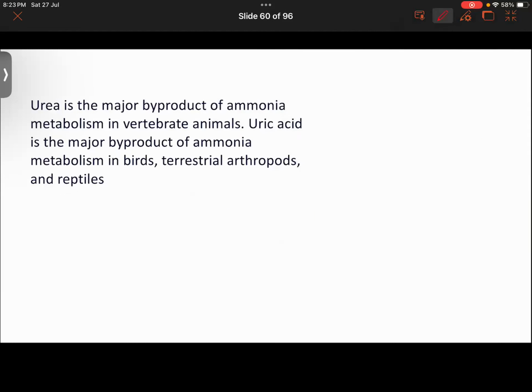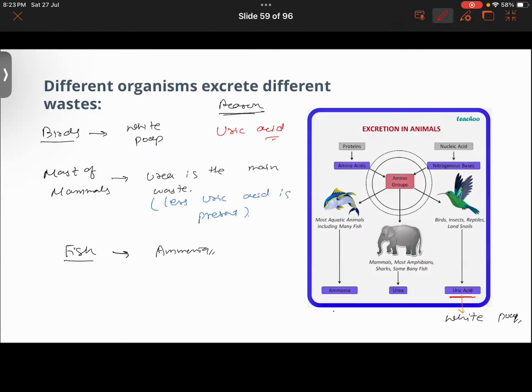So urea is the major byproduct of ammonia metabolism in vertebrate animals. So the animals that you see over here, like this elephant and the fishes, do tell me, most of the fishes and most of the mammals, do they have a backbone?